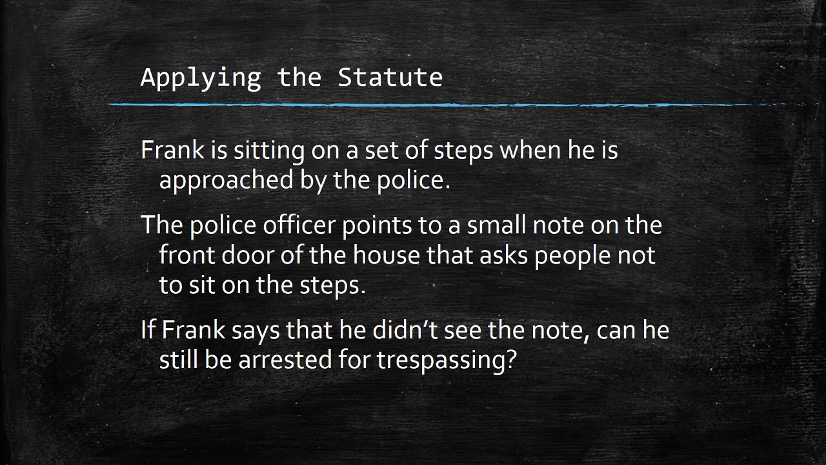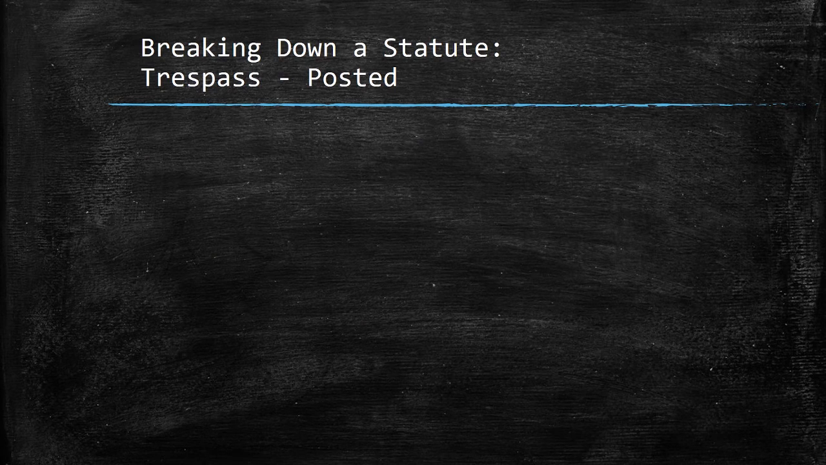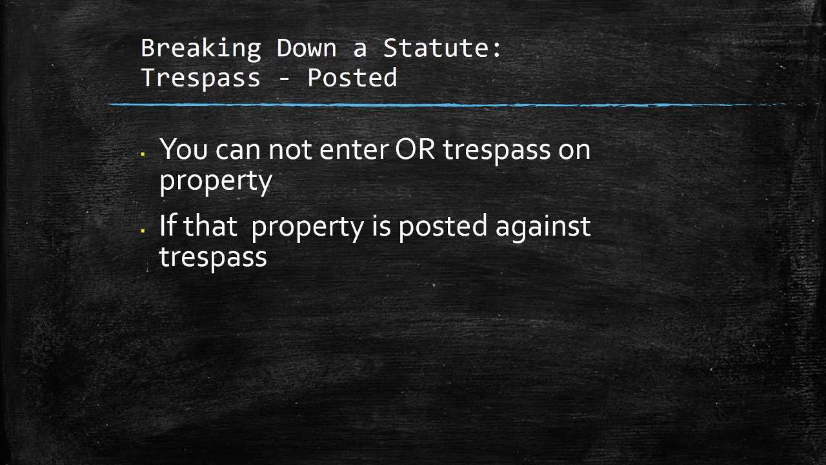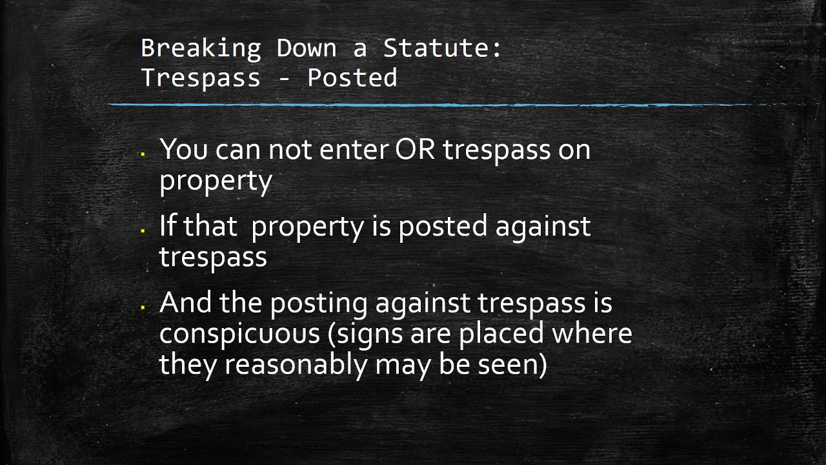So let's apply the statute. Frank is sitting on a set of steps when he's approached by the police. The police officer points to a small note on the front door of the house that asks people not to sit on the steps. If Frank says that he didn't see the note, can he still be arrested for trespassing? Well, let's look at our elements. Did he enter or trespass on property? Was the property posted against trespass? Was that posting conspicuous? Were signs placed where they reasonably may be seen?